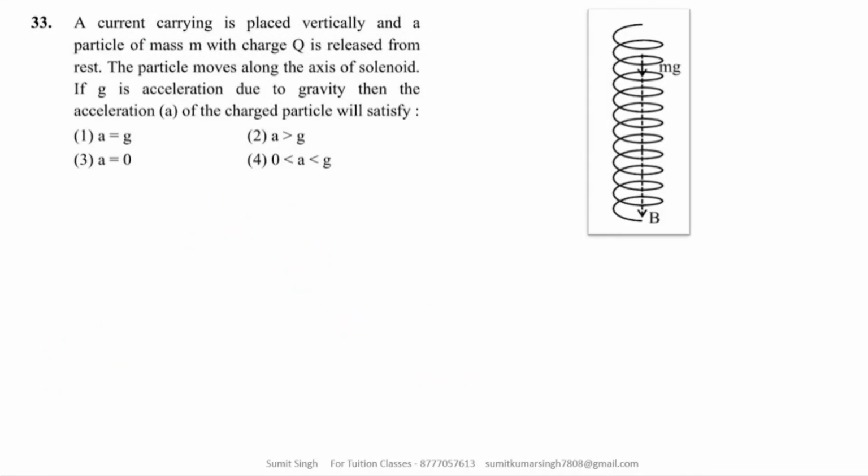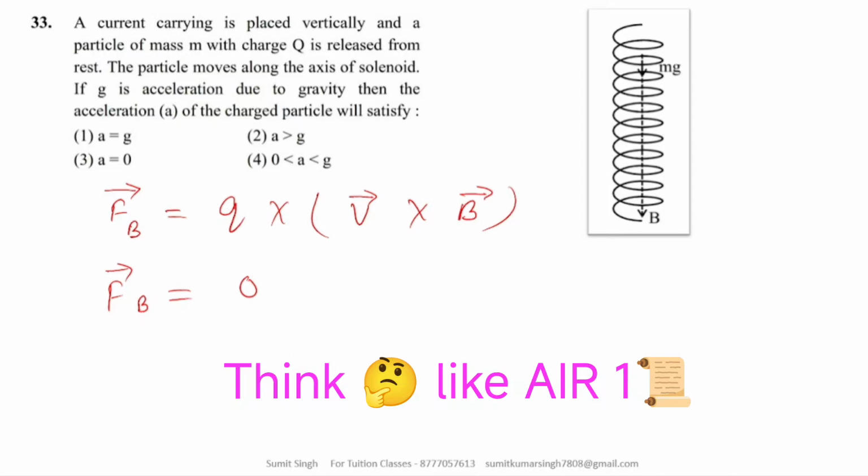Now, important question: does the magnetic force exist? To find out, we will use the magnetic force formula, F vector is equal to q, the charge, times v cross B. We know the initial velocity is 0, so when we substitute velocity as 0, the magnetic force will also be 0. Why? Because the velocity direction is vertical, and the magnetic field direction is also vertical. So v is parallel to B, and the angle between them is 0 degrees, so the magnetic force will also be 0.